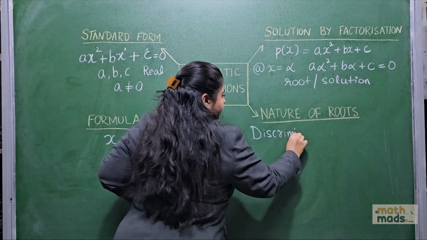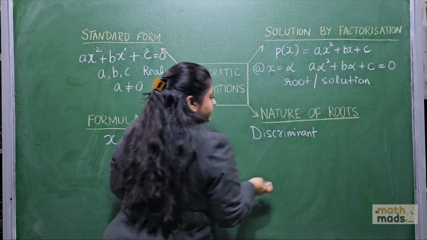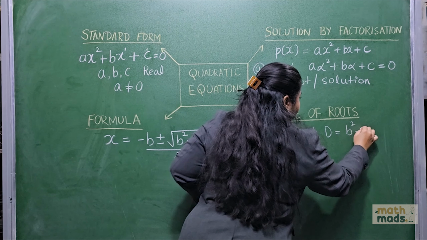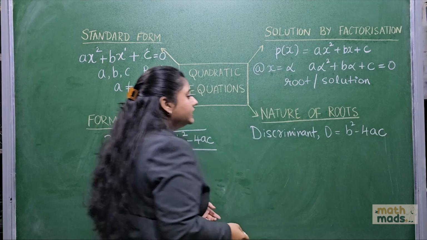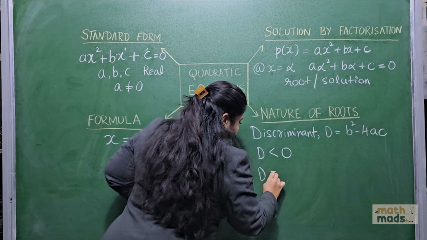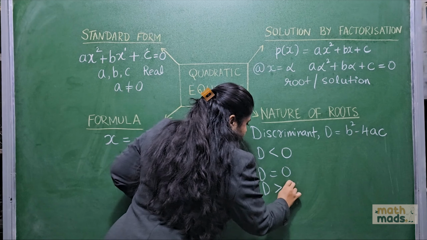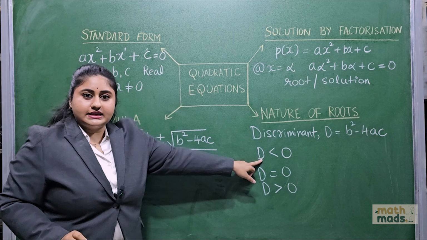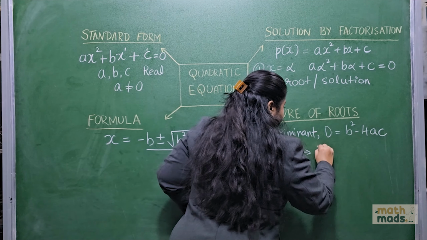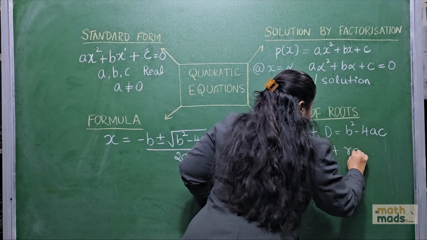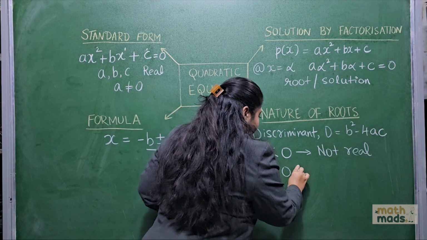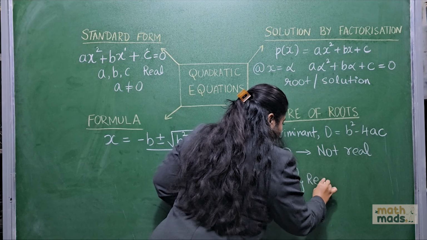Discriminant, which determines the nature of the roots, right? So D is equal to b square minus 4ac. Now, I told you it can take three values: less than 0, equal to 0, and greater than 0. If it is less than 0, do we get any real values? No, we don't. So the roots are not real. But if it is equal to 0 or greater than 0, it will be real in both cases.